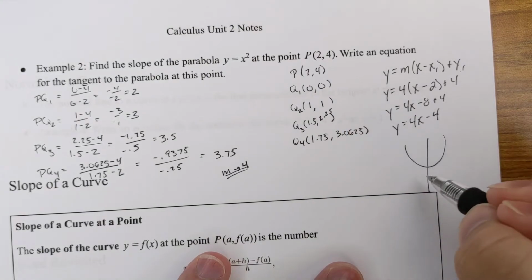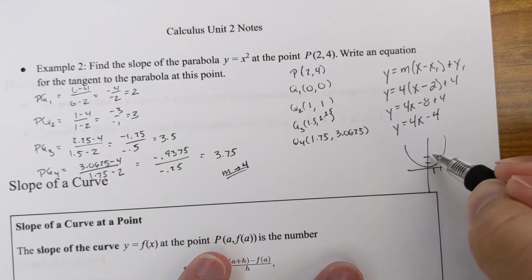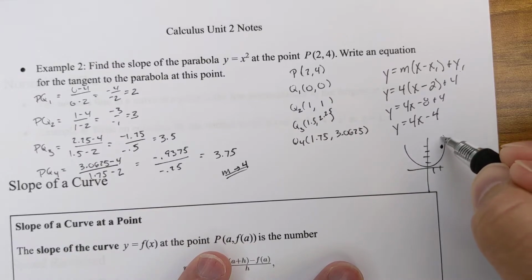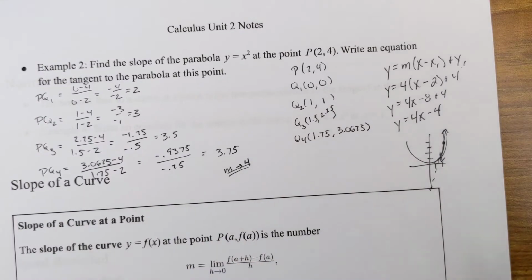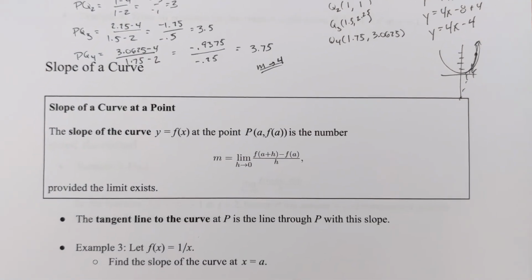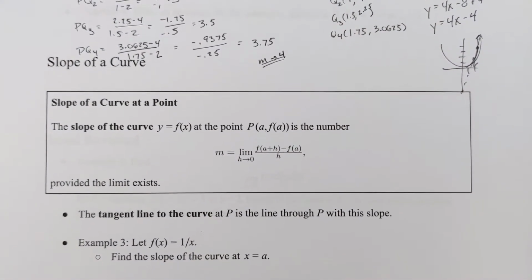1, 2, 1, 2, 3, 4. So graph's not very good. So it'll touch the curve just barely. But that's the point.